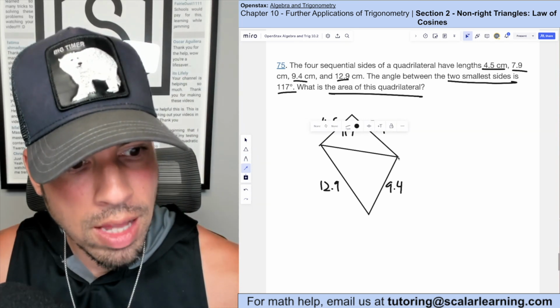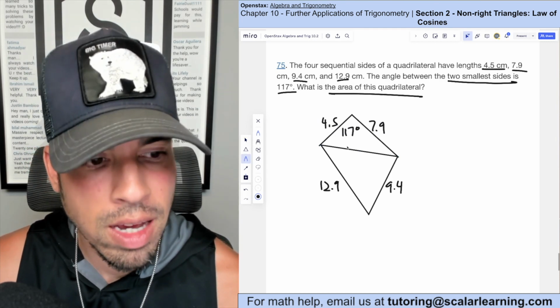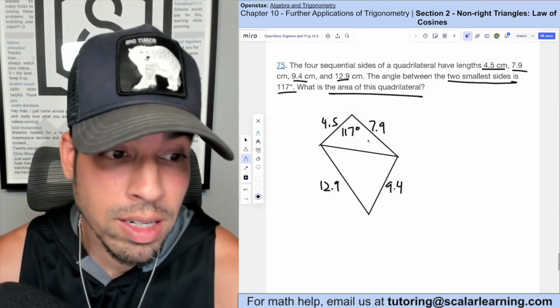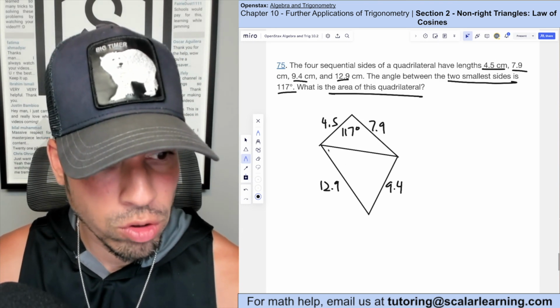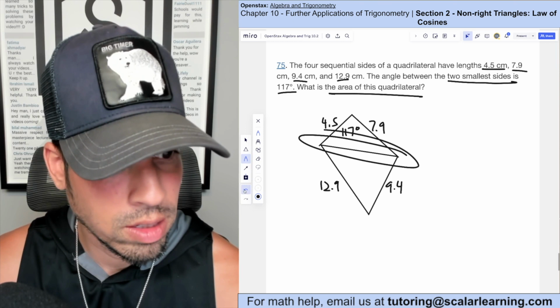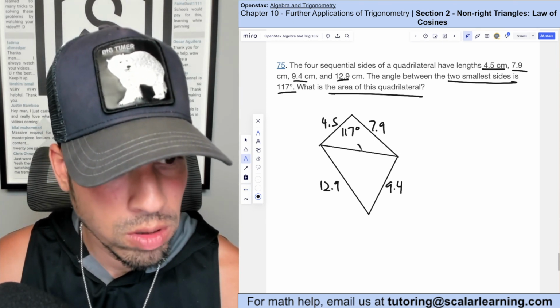Now, if I draw a line across like this, it's actually pretty cool because I can now make two triangles, and then I can use Heron's formula to calculate the area of these two separate triangles. So first, I need to know what this side length is. And to figure that out, I'm going to use the law of cosines, and we'll call this x.